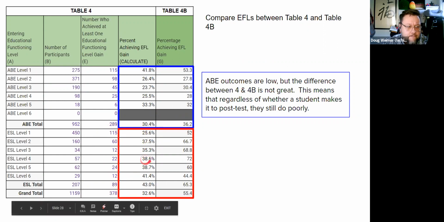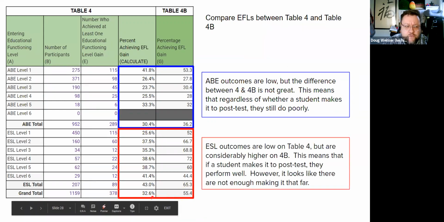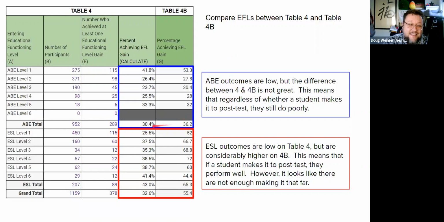Compare it to the ESL program below it. We see in the ESL that it's a 32.6% completion on table 4. Again, that's not a really high completion. But on table 4B, it's a 55.4% completion. That's a big difference between the two. So if we're seeing that table 4 has a low completion, but table 4B has a considerably higher completion, that tells us something different. That tells us that when the student makes it to the post test, they're not doing too bad. In this case, of the students that make it to post test, one of every two of them are making an EFL gain. Whereas in the ABE program up here, it's one out of every three, and that's not that different from table 4.